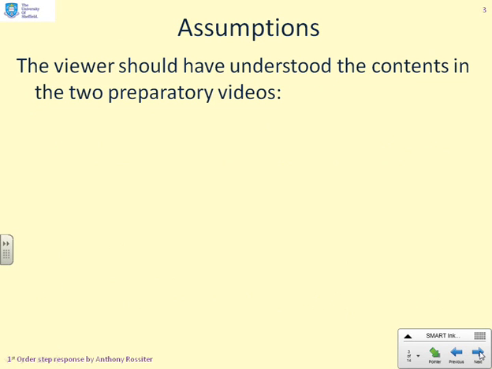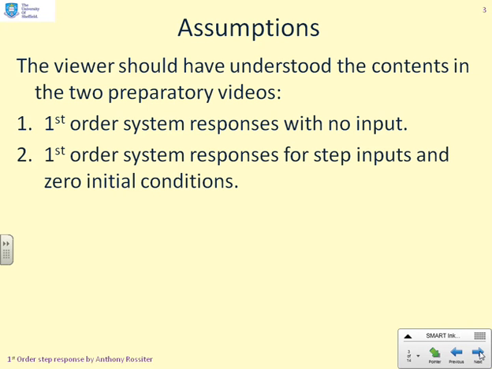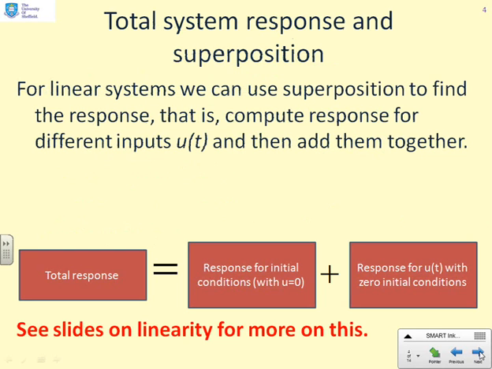Now, just a reminder, if you haven't looked at the first two videos on first order systems, I recommend you go through those before you continue, because we will take some things for granted that were covered in those two videos. Video 1 looked at first order system responses with no input but a non-zero initial condition. And video 2 looked at first order system step responses with 0 initial conditions. In this video, we're going to consider the cases where there is a non-zero initial condition and a step input.